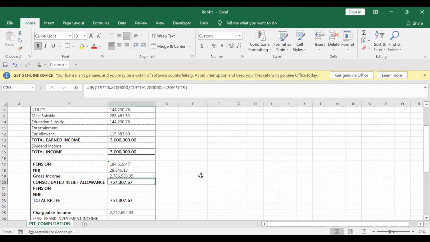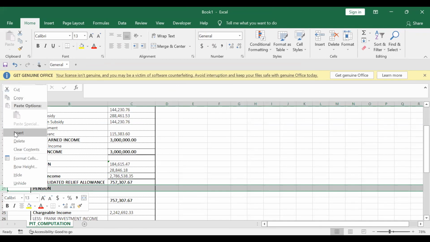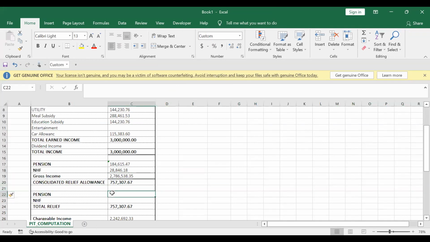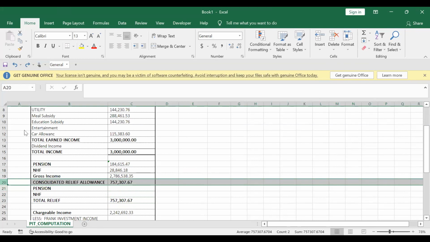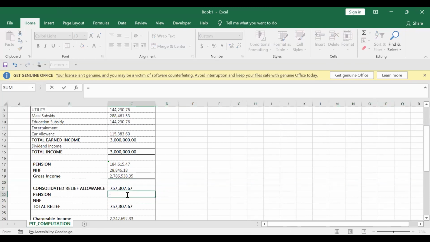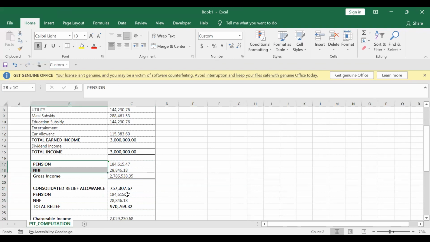So then you will now recompute your reliefs. The pension we have calculated before, we bring it in. The NHF we have calculated before, you bring it in. So somebody could ask, what is the relevance of this first pension and NHF we have calculated? It is just to help us in ascertaining the gross income, right? So these are the reliefs.